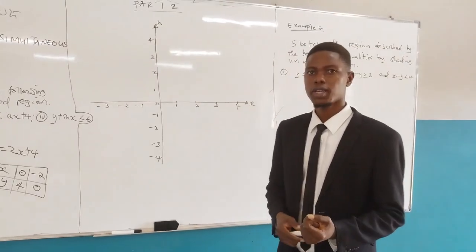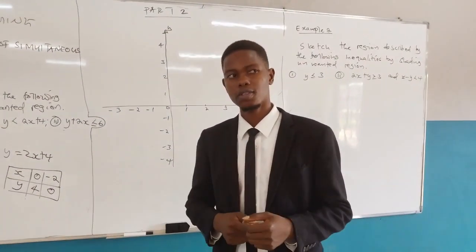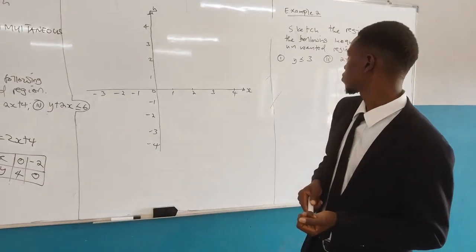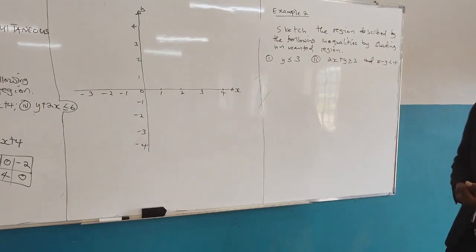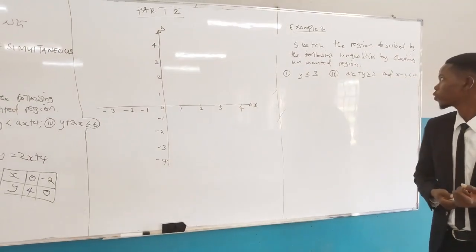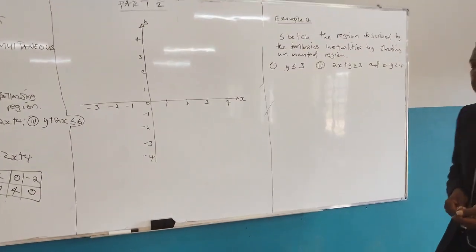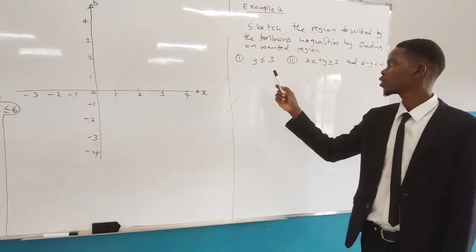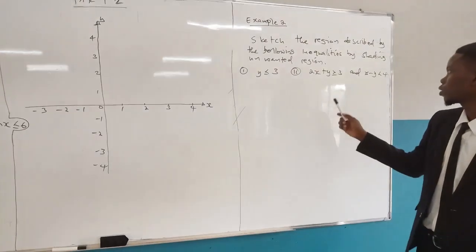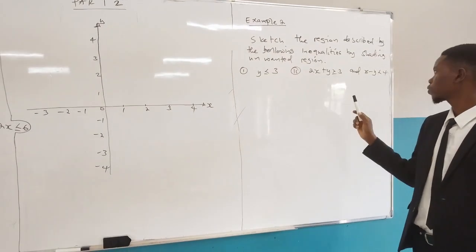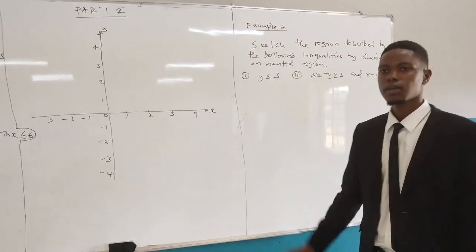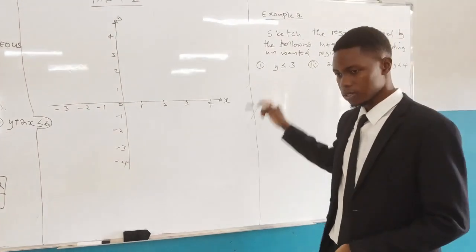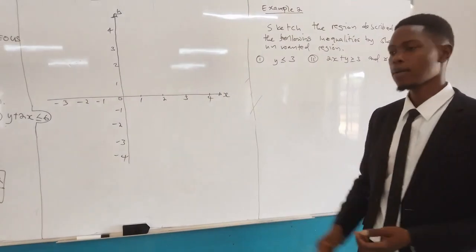So let's go to example number 2. You can always pause the video and try to solve it. So it's saying sketch the region described by the following inequalities by shading unwanted region. So we have first inequality y is less than or equal to 3, 2x plus y is greater than or equal to 3, and x minus y is less than 4. So we can always start with the simplest one, which is number 1.